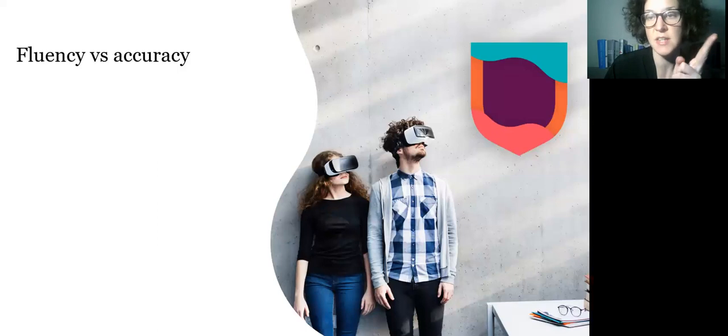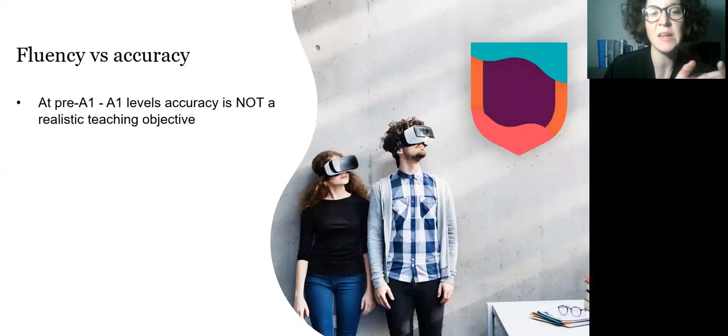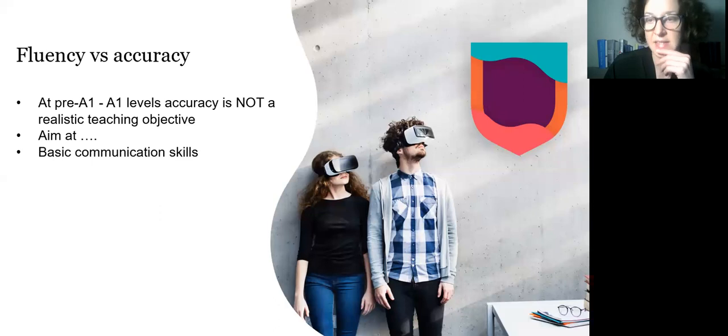Fluency and accuracy, these are very different things. At pre-A1 and A1 levels, accuracy is not a realistic teaching objective. If we teach students how to speak accurately, we don't teach them to communicate and to feel free in their expression. We really need to constantly work on error correction in a very soft, mild way. But this is not what we aim at. I mean, accuracy. We need to aim at basic communication skills.